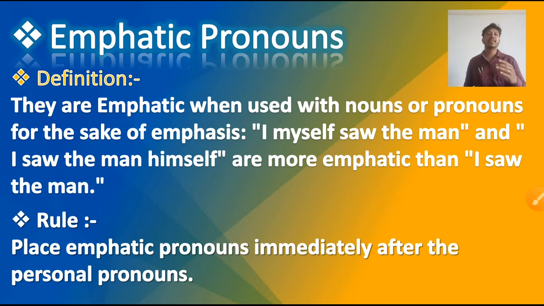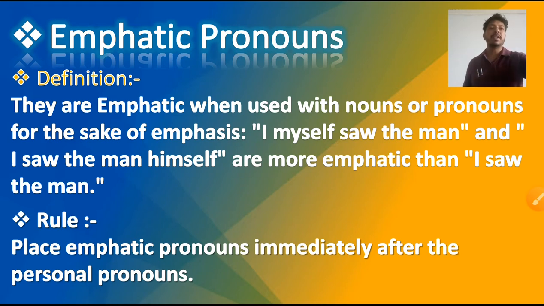Here the rule is to place the emphatic pronoun immediately after the personal pronoun. So what are the personal pronouns? I have already discussed: personal pronouns are I, we, you, he, she, it and they. So always use the emphatic pronoun after the personal pronoun, such as "I myself do this work," "he himself does this work," in this way.